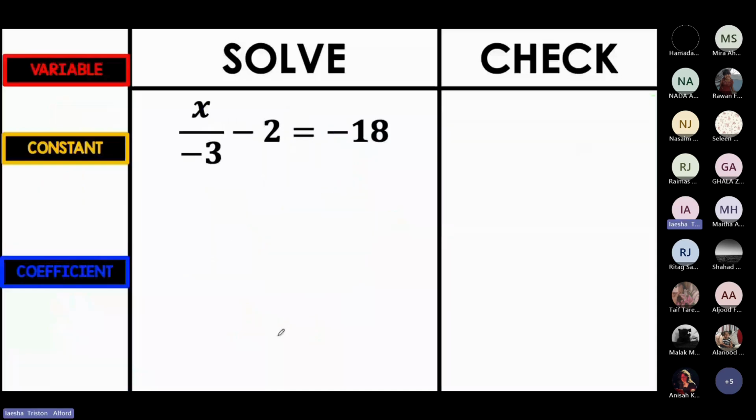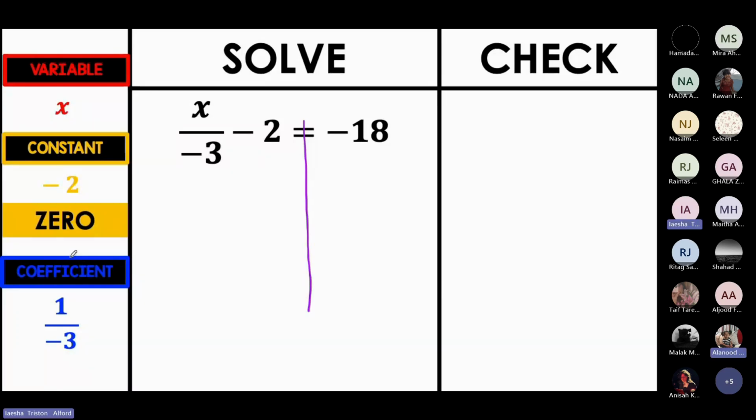This one, variable, x. What's your constant? -2. Coefficient, 1 over -3. Good. Pay attention if it's negative. The constant, we want to make it what number? 0. How do we do it? Add to both sides.